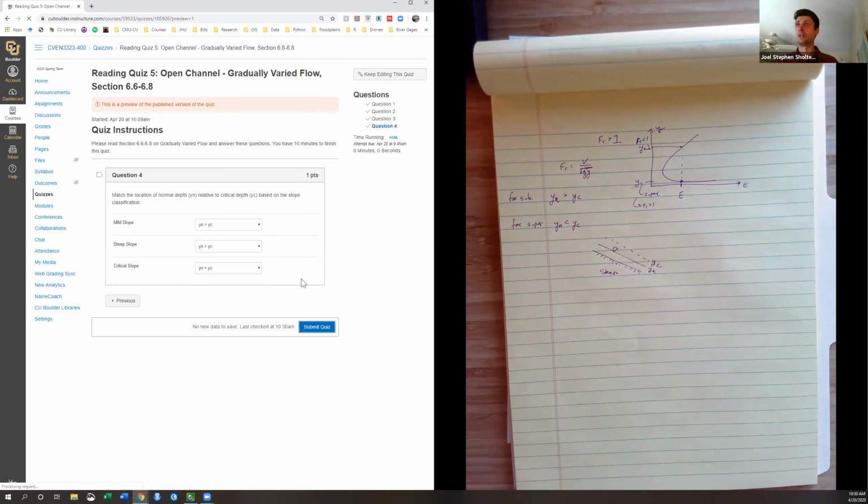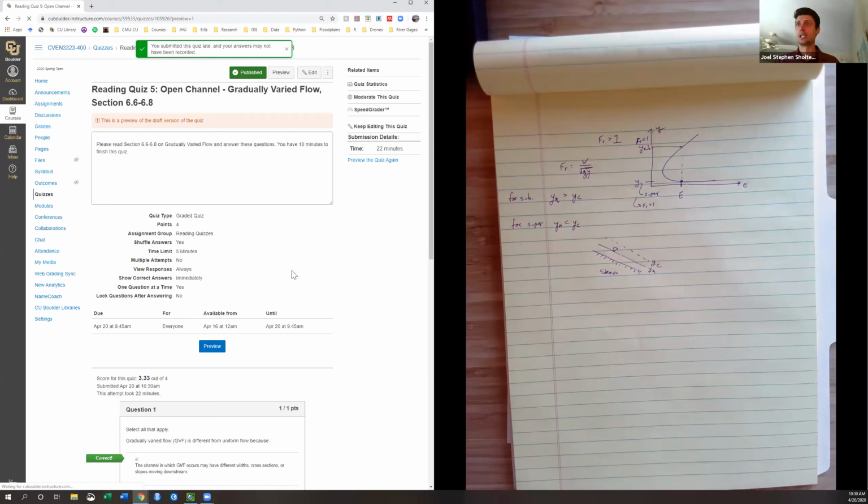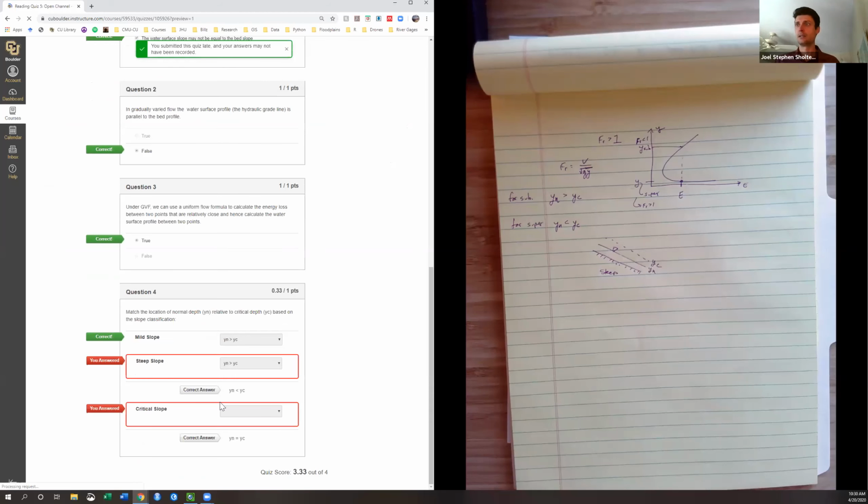How'd we do? Oh, didn't put that answer in. Okay. Any questions about that before we get into gradually varied flow in more detail?